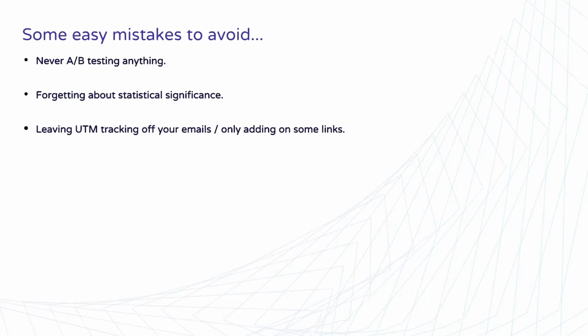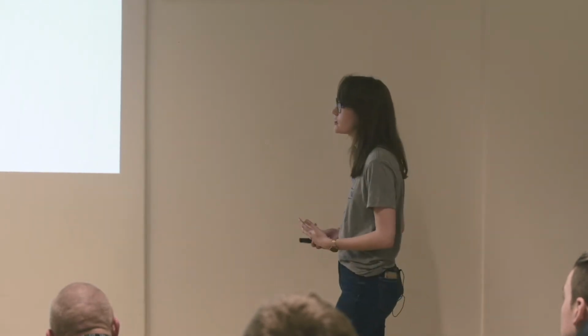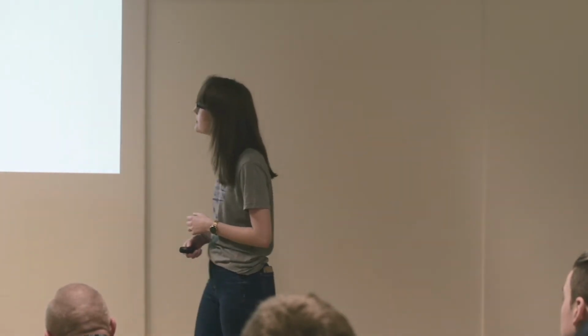You're rolling the dice. Other mistake is leaving UTM tracking off your emails or only adding it on some links. Don't do that. Sending and forgetting, trigger-based or always-on campaigns. Don't send and forget, don't activate and forget, check in with them, see how they're going, make improvements, make updates. You're missing opportunities if you're not doing that.